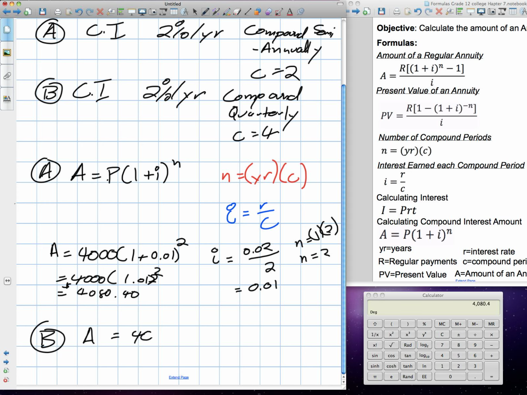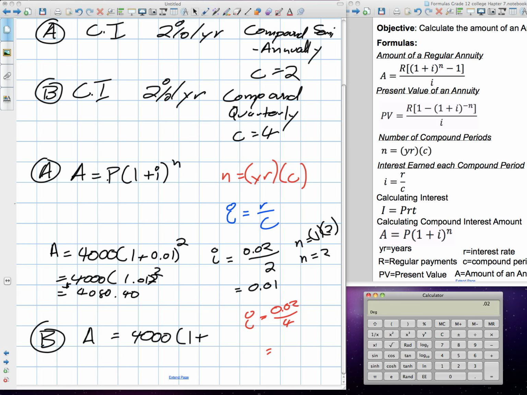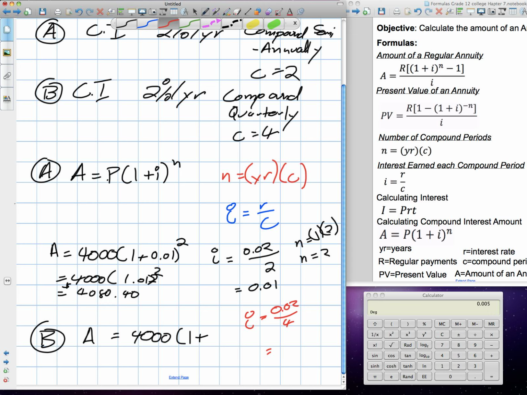4,000, 1 plus. Now our I and our N are going to change again. The actual interest is still 0.02, but because it's quarterly, we're breaking up 2% into 4 pieces. So off the top of their head, does anyone know what percent we're going to get each compounding period? We divide, sorry, 0.02 divided by 4. 0.005. Anyone know what that means? What is that as a percentage? That's 0.5%, which makes sense.